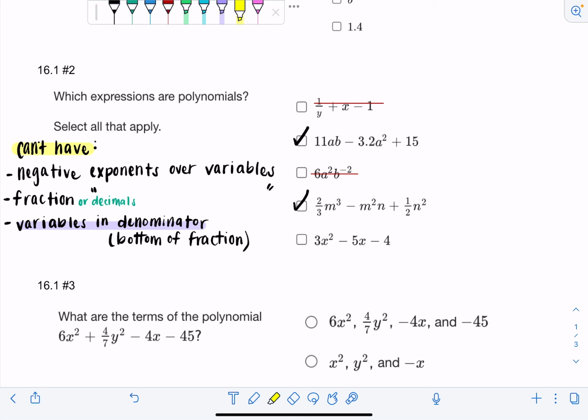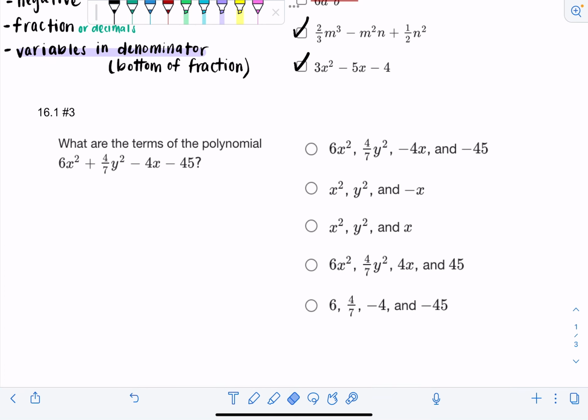And then the last one, 3x squared minus 5x minus 4. So no negative exponents over the variables, no fraction or decimal exponents, and no variables in the denominator of a fraction. So it doesn't break any rules, so this one would also be a polynomial.